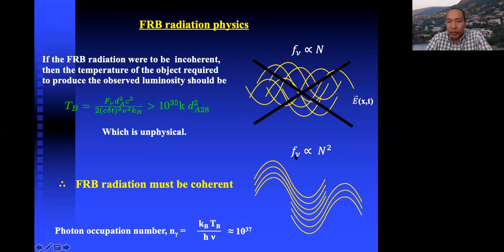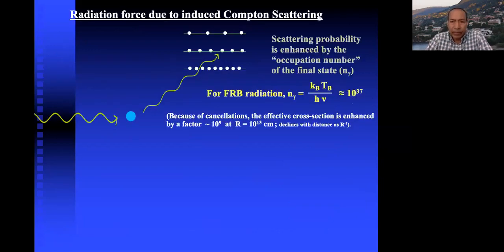And so the flux or the luminosity increases with the number of particles radiating squared. Another way of saying this is that the number of photons in each quantum state for the FRB radiation is of order 10 to the power 37, which has interesting consequences regarding the physics and the radiation mechanism for these very bright radio pulses that we see.